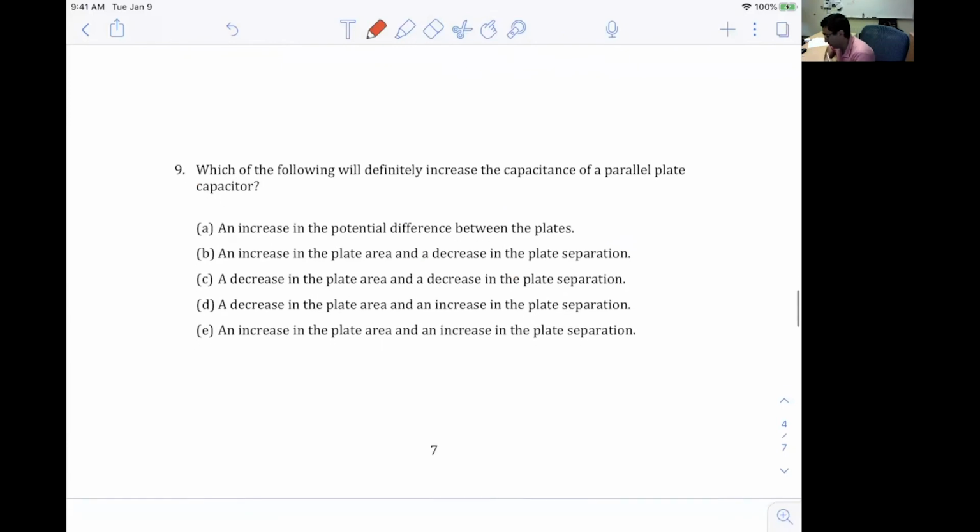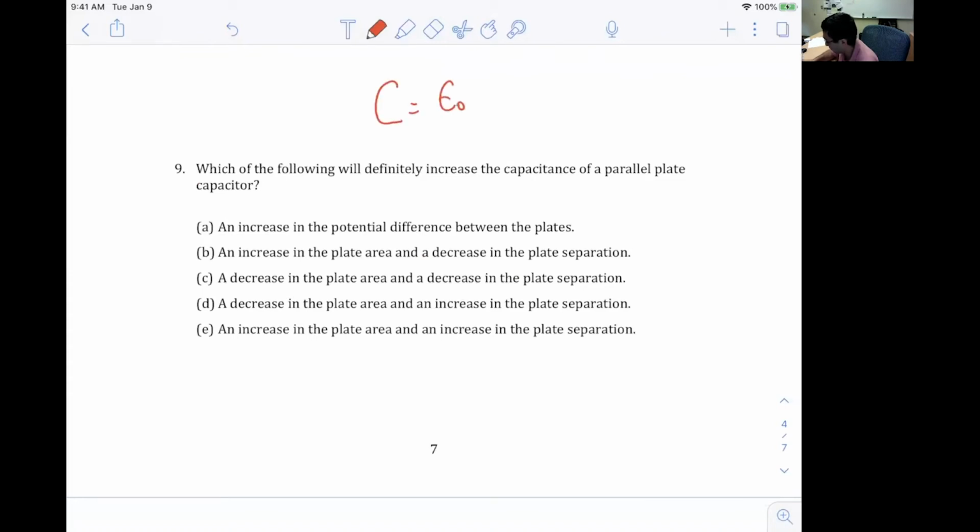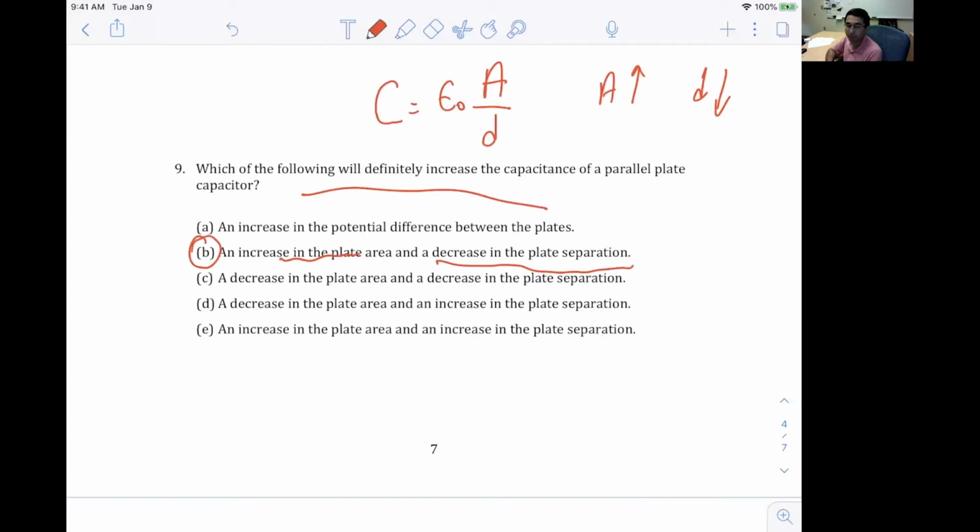9, which of the following will definitely increase the capacitance of a parallel plate? So let's remember the capacitance is epsilon naught times area, proportional to the area and inversely proportional to the distance. So if you want to increase the capacitance, you must increase the area A and you must decrease the distance D. Increase the area, decrease the plate separation. So it will be B.